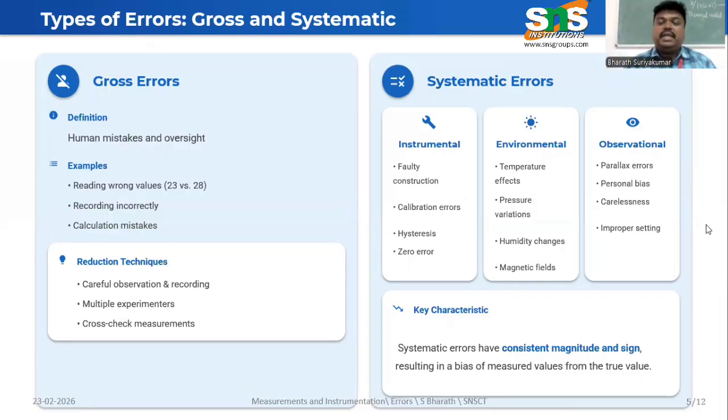Systematic errors are classified into instrumental, environmental, and observational. Instrumental errors are faulty constructions, calibration errors, hysteresis, and zero error. Environmental errors involve temperature effects, outside atmosphere, pressure variations, humidity changes, and magnetic field changes. Observational errors include parallax error, personal bias, carelessness, and improper setting. The key characteristic is that systematic errors have consistent magnitude and sign, resulting in a bias of measured values from the true value.